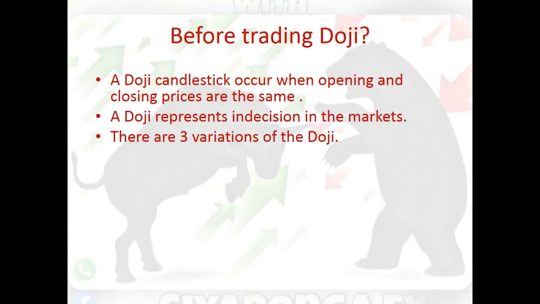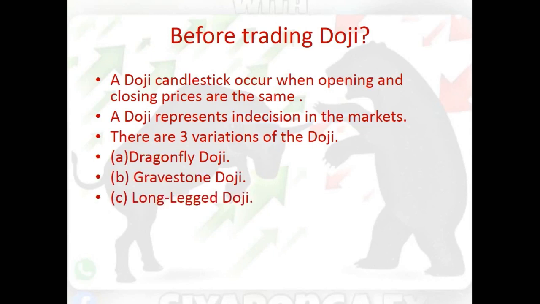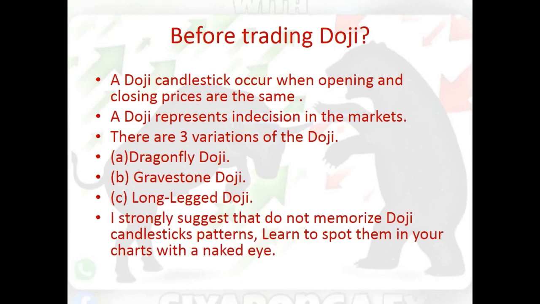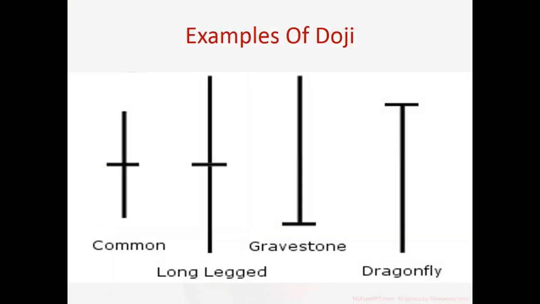There are three variations of a doji, which are the dragonfly doji, the gravestone doji, and the long-legged doji. I strongly suggest that you do not memorize doji candlestick patterns. Learn to spot them in your charts with a naked eye. Now this is an example of a doji candlestick pattern. Personally I use this one, which is the common one.